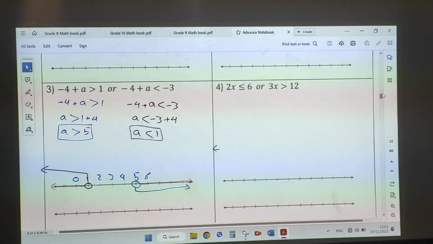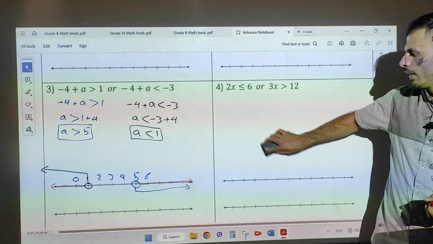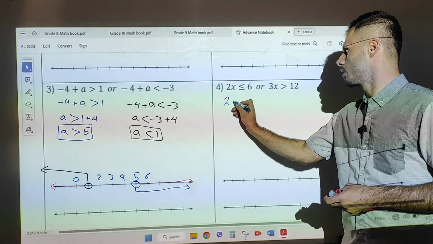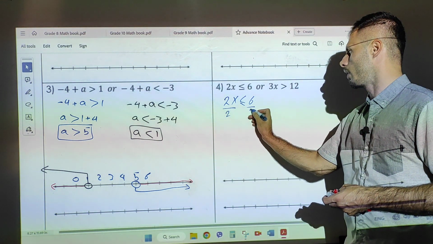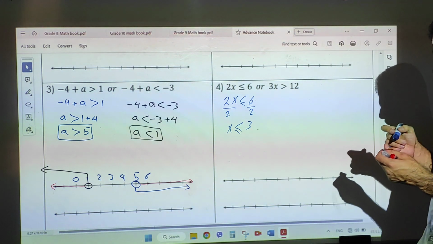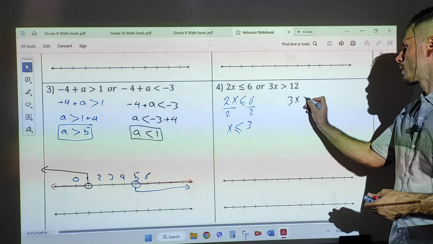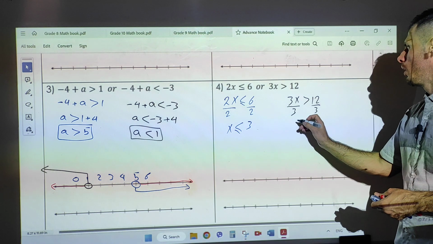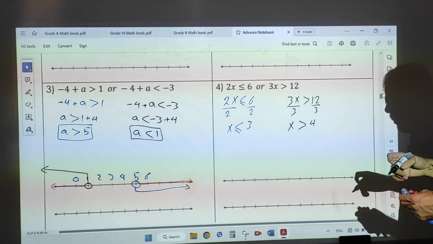The next question, which is 2x is less than or equal to 6 or 3x is greater than 12. Let's solve each one of them. 2x is less than or equal to 6, because we have 2x, we can divide by 2, would be x is less than or equal to 3. The other one, 3x is greater than 12, divide by 3, x is greater than 4.